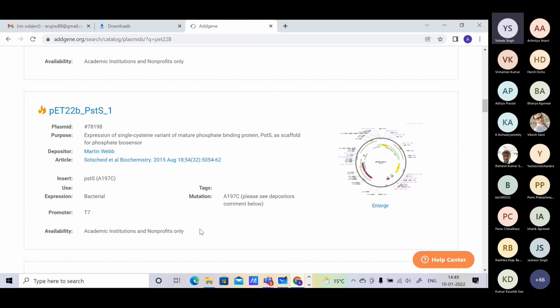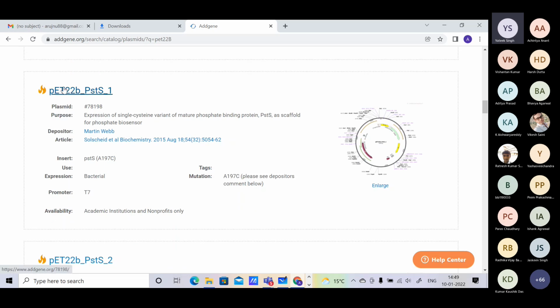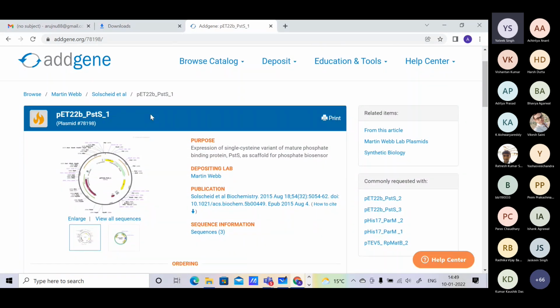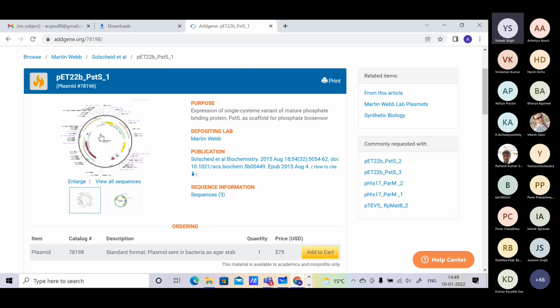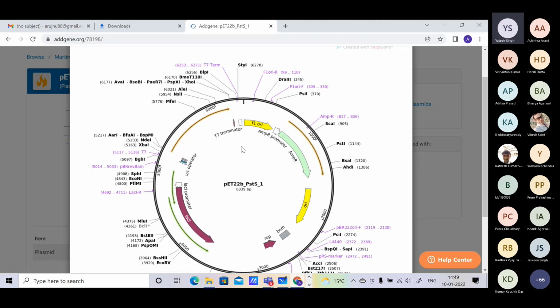You can order that and obtain the plasmid and do your work, but it cannot be directly used by commercial organizations. Now if I click this part, we come up to this page. This is the whole map of this vector, and it is showing different components. Mostly they are restriction enzymes. These are the functional units. This is the F1 origin. This is the promoter and all these things. You will learn it theoretically. I'm not going into the details of that.